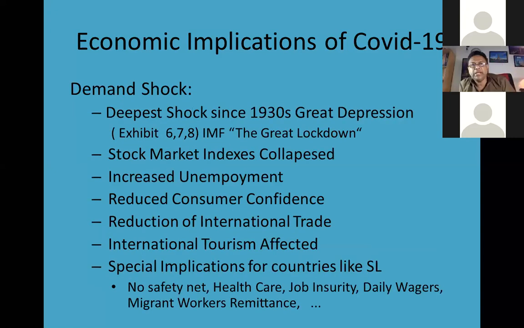The other side is demand shock. That means market collapse. For example, this was something similar to the 1930s, just before World War II. That's why the IMF called this a great lockdown. Even though we call it a curfew, it's like lockdowns. And the entire world, whether developed countries or developing countries, had to stop their operations. So everything was disturbed. Stock market collapse, I already showed you. Increased unemployment, people were fired from their jobs, no salaries paid.